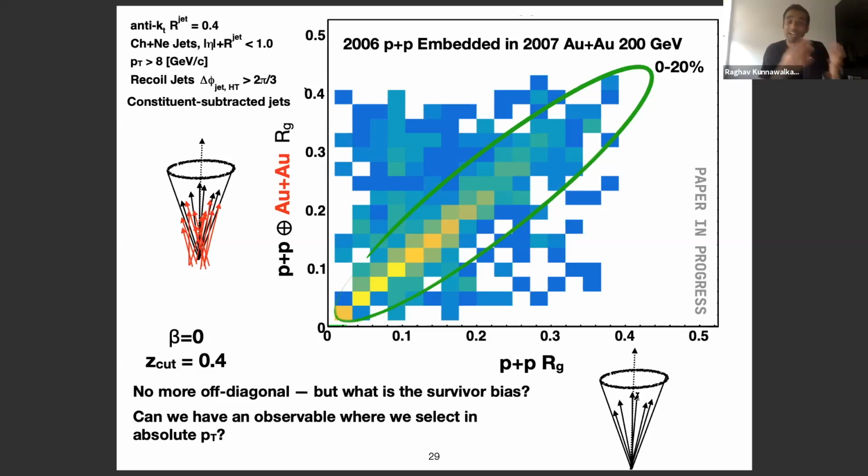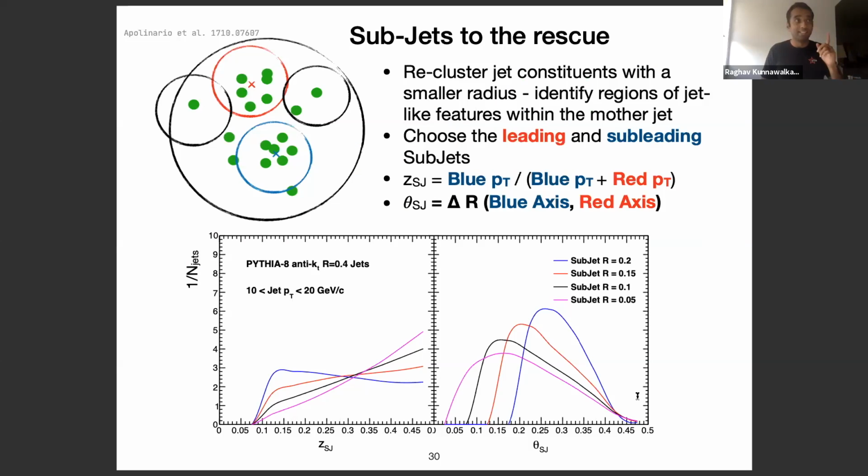I actually don't know. I have been looking at this. There are some indications that you might be selecting wider splits, etc. But the question is, can we have an observable where we're actually cutting on the absolute pT, and not a fractional pT? Because the medium scale exists in an absolute pT. You drop a circle in a heavy ion underlying event, you get an actual momentum coming from just the background, right? So this is where I think subjets really come to the rescue.